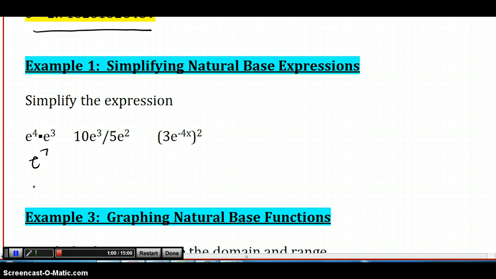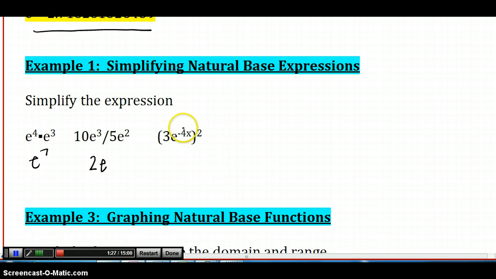Pretty simple. If you have 10e to the third divided by 5e squared, same rules apply. When you divide, you subtract exponents. So you divide 10 over 5, which would be 2. And when you divide e to the third divided by e squared, subtract exponents. 3 minus 2 is just e to the first, and I don't have to write that little 1 there. I could just write 2e.